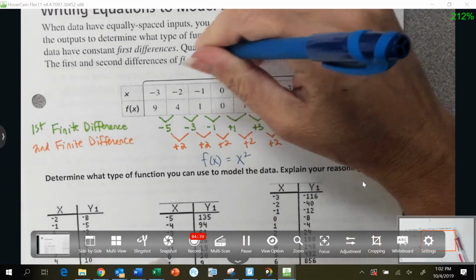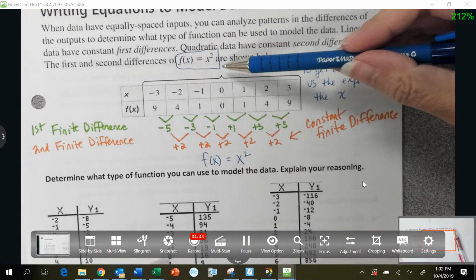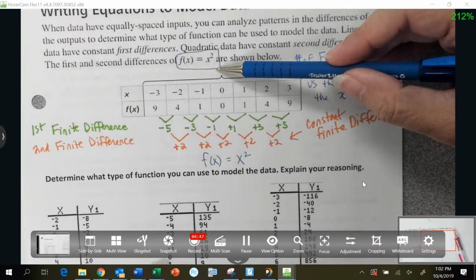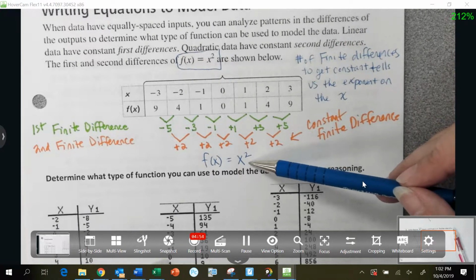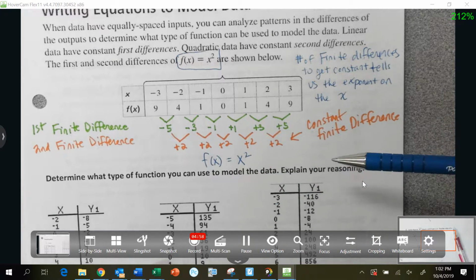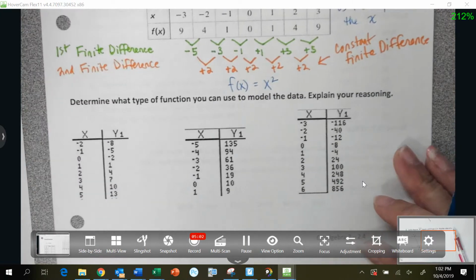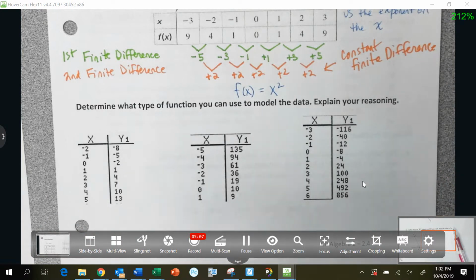Now they've already told me this is the ordered pairs for f of x equals x squared. I should have already known that because they told me, but you'll see the next 3 examples, you don't know what those are. So we're going to use patterns and finite differences to figure out what the parent function would be for each of these. Okay? So let's look at our first example down here. Now, I made these up and I took a screenshot from the table in my graphing calculator.